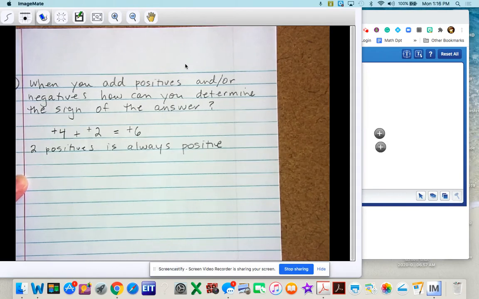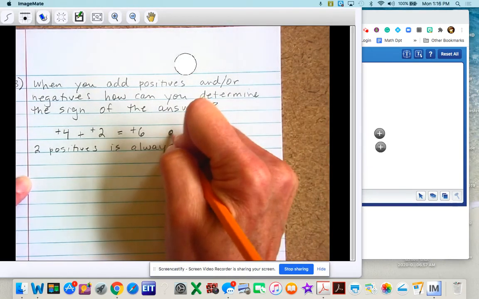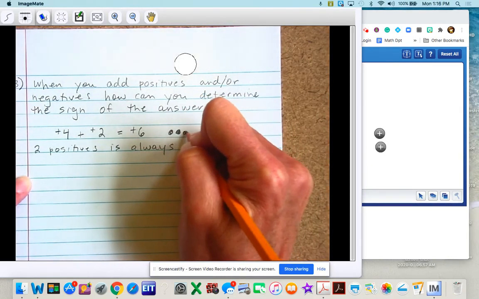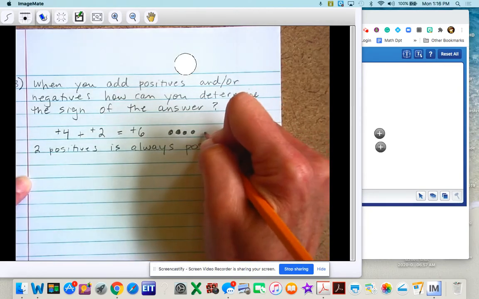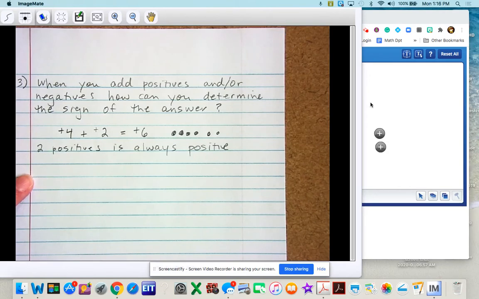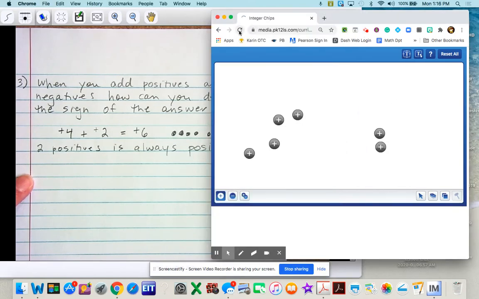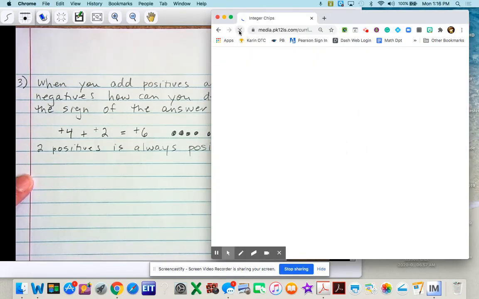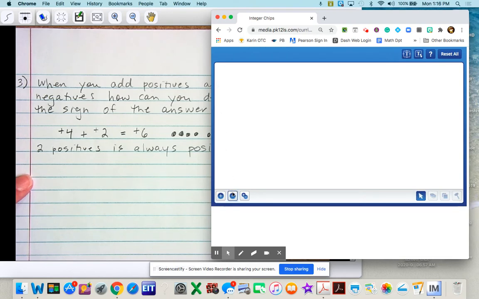Okay, so I can kind of see that with models. When I had 4 positives and I combined it with 2 more, I ended up with all positives. How about if I have 2 negatives? So let's say I've got -5 and I add -2. What's this going to be all together? What's on my chipboard? It should just be -7.